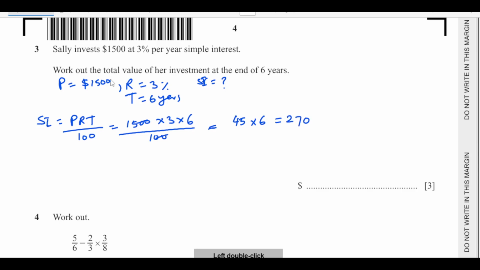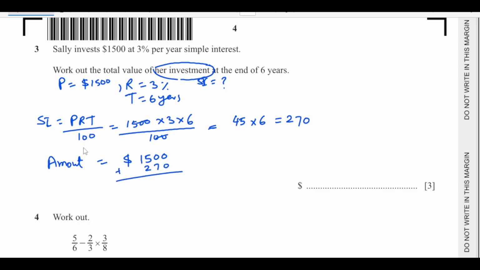Now, the question is, find the total value of her investment after 6 years. So, we are looking for the amount actually after 6 years. So, amount after 6 years: she has $1,500 previously and 270 in simple interest that we are going to add. So, it is going to be 1,770, right.